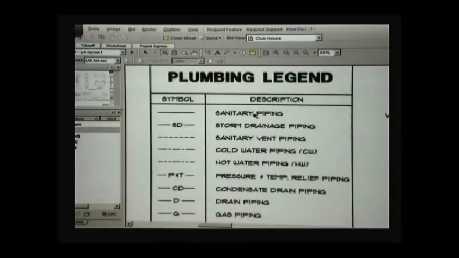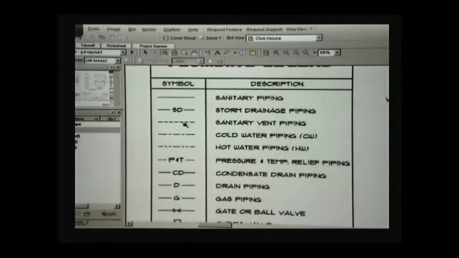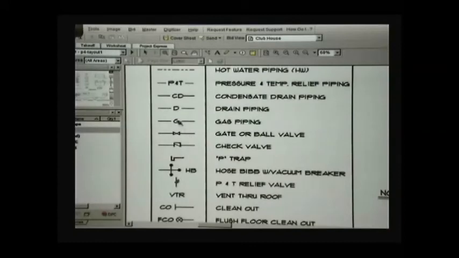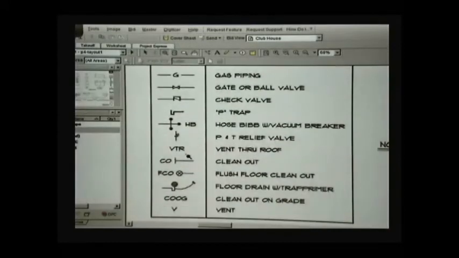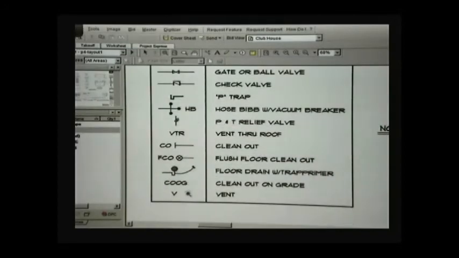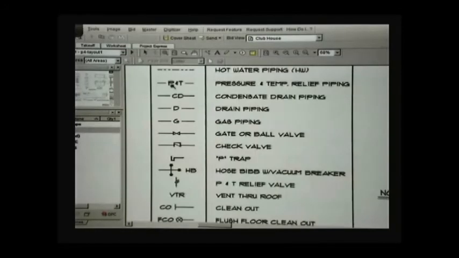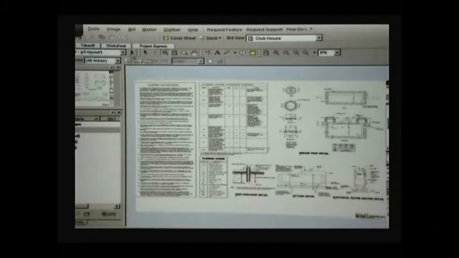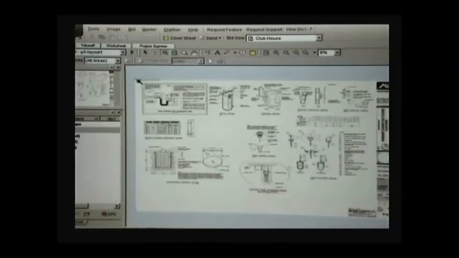And then here is the legend for plumbing. So you have standard sanitary line, storm drain pipe, vents, cold water, hot water, the different types of valves that you may have, the P-trap. We talked about the P-trap before, right? Yeah. Clean out points, ventilation. So if you read these notes, you will get very familiar with what's going on.